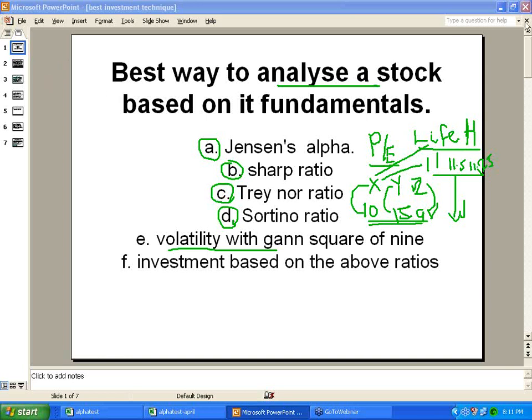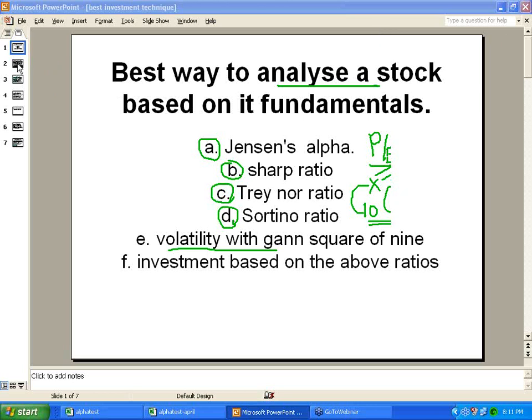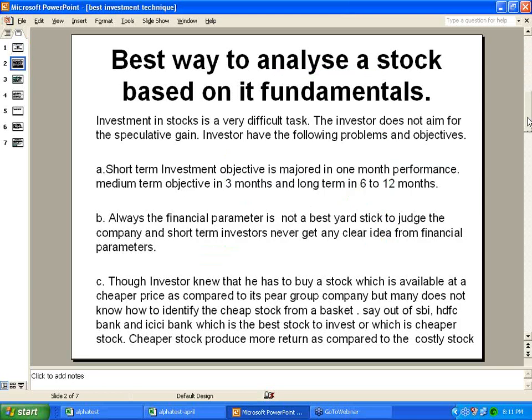So to start with, first we need to define the investment horizon. So what is our investment objective? How long we want to invest in the market, and what is our time frame of investment?